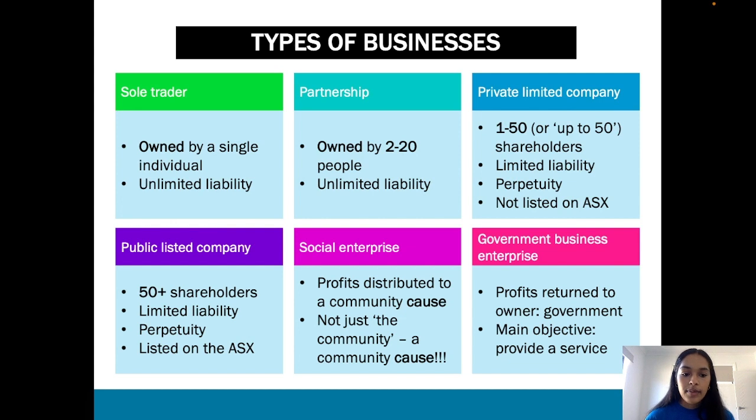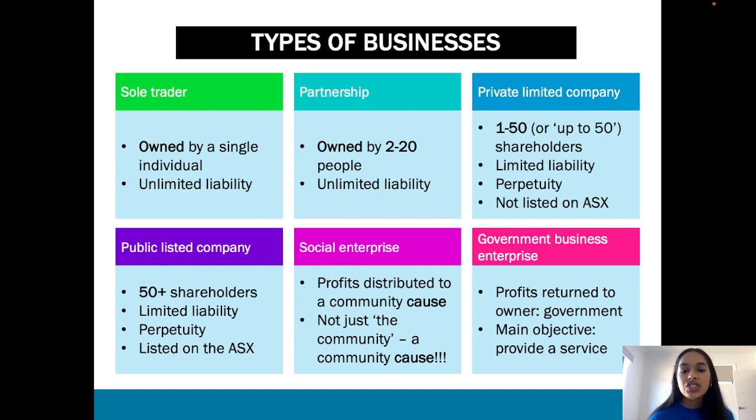All right, and then public listed company. 50 plus shareholders, limited liability, perpetuity, listed on the Australian Stock Exchange. So very similar characteristics. Just the key one is the number of owners. Public listed companies are definitely a lot bigger, and they are more of the biggest companies. If you think about Apple, McDonald's, all of those big corporations, they're public listed companies.